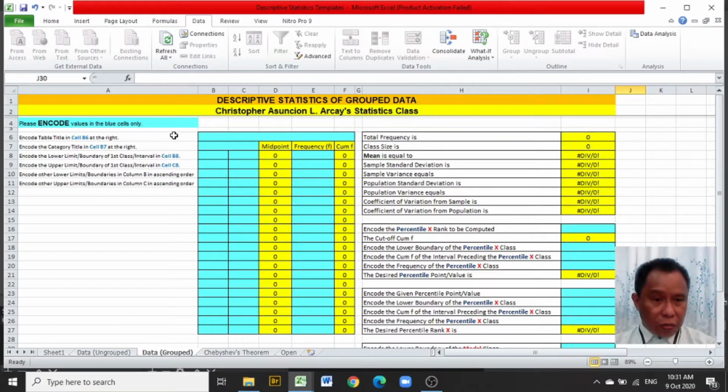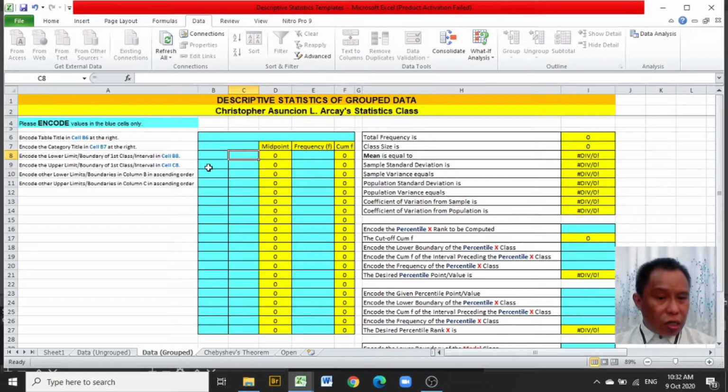Example, in cell A6, we are instructed to encode the table title in cell B6. Then in cell B7, the category title will be encoded. In cell B8, it's the lower limit or lower boundary of the first class or interval to be encoded. In cell C8, it's the upper limit or upper boundary of the first class or interval to be encoded.